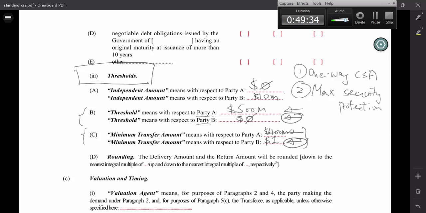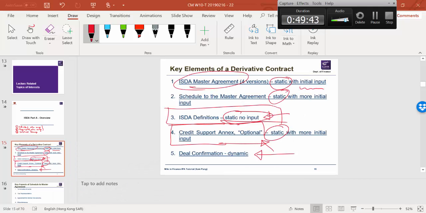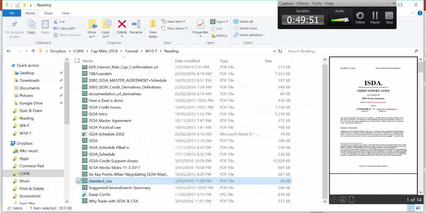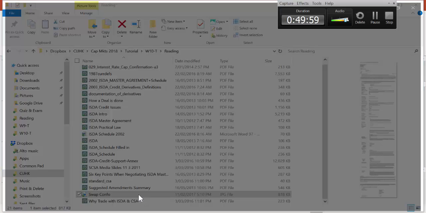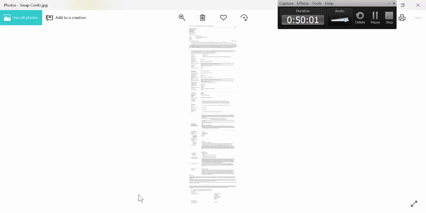Thank you. Now that is a CSA. And then the fifth element, the actual confirmation. Now I'll show you an example of that. This is a swap, a cross-currency interest rate swap confirmation. Can you read that?